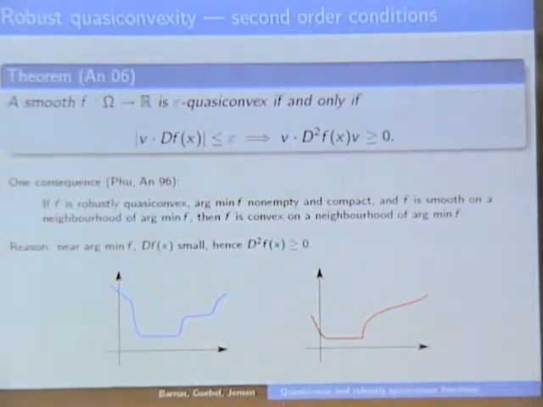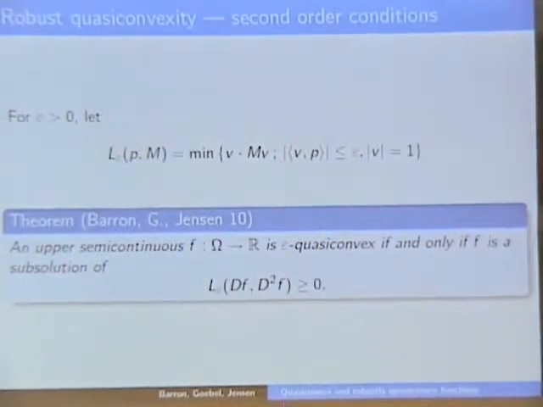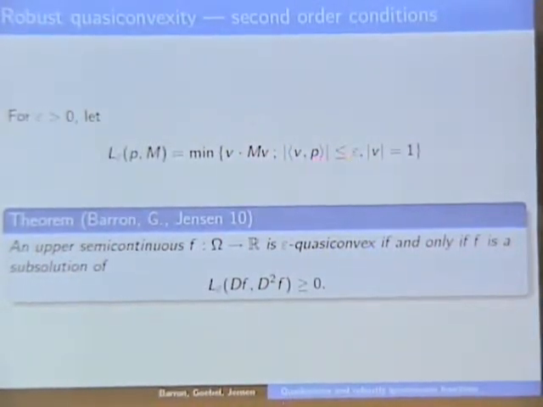You can probably expect I'm about to present a viscosity version of this. So here we're looking at this more regular operator L epsilon. We're looking again at directions that are within epsilon of being perpendicular to the gradient. If a function is a subsolution of this inequality, then it is epsilon quasi-convex, and vice versa.